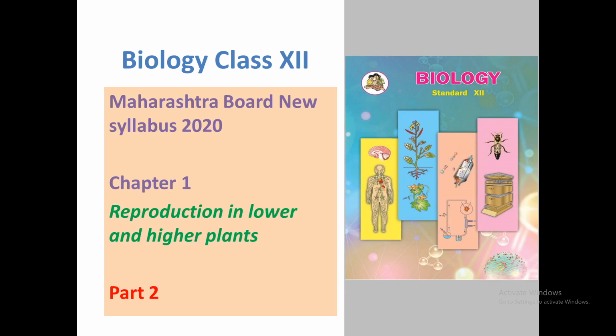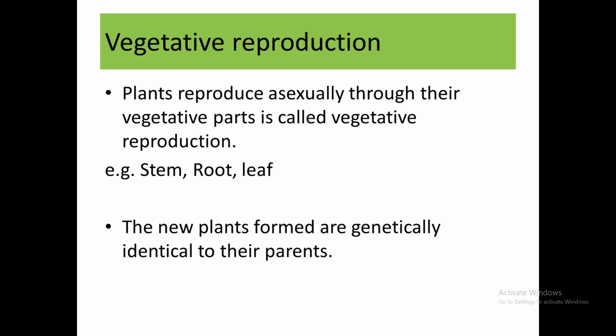Hello everyone, Biology class 12, chapter number 1, reproduction in higher and lower plants. In the last video we have seen asexual methods of reproduction. Today we are going to see vegetative reproduction.